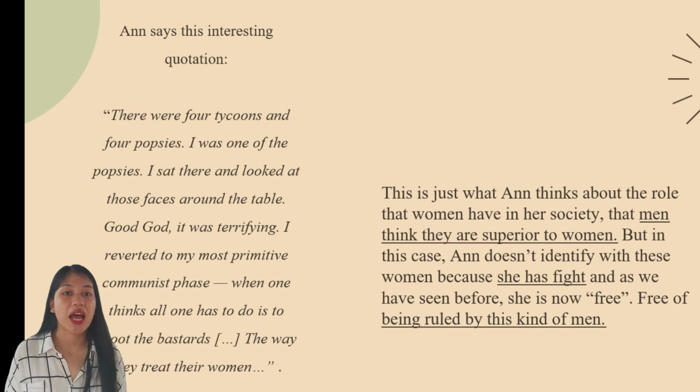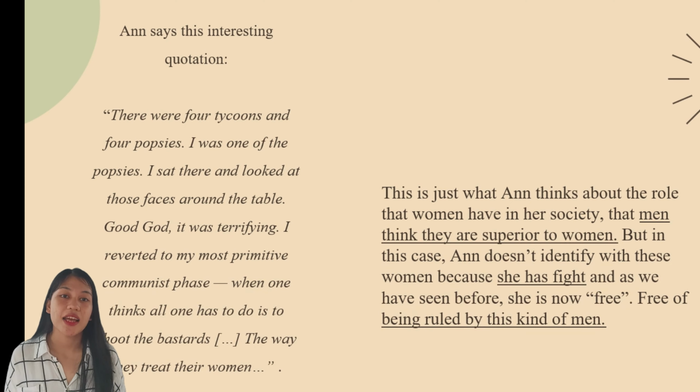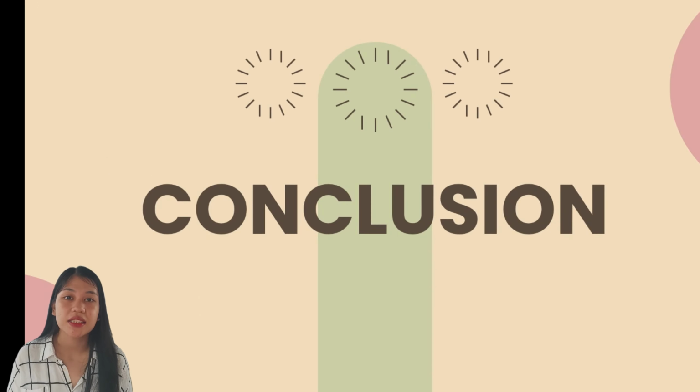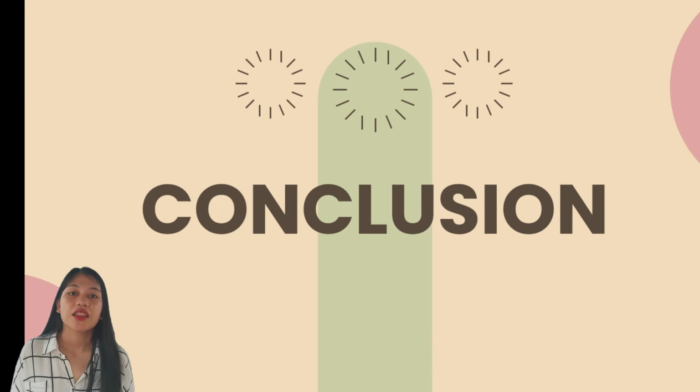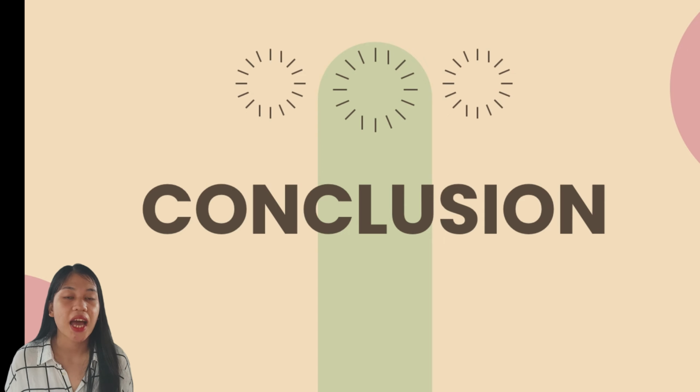This is just what Anna thinks about the role that women have in her society, that men think they are superior to women. But in this case, Anna doesn't identify with this woman because she has fought, and as we have seen before, she is now free of being ruled by this kind of men. Now, that ends our discussion about the evidences that are based on a feminist lens. Now I am going to present what I have concluded.